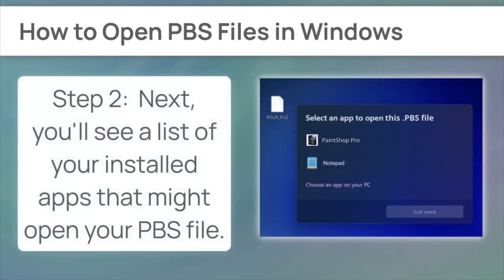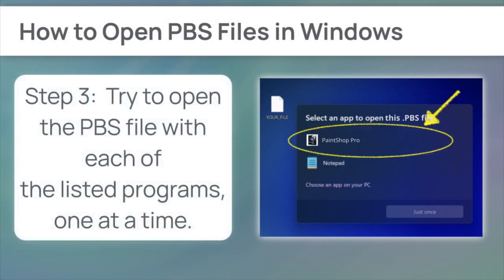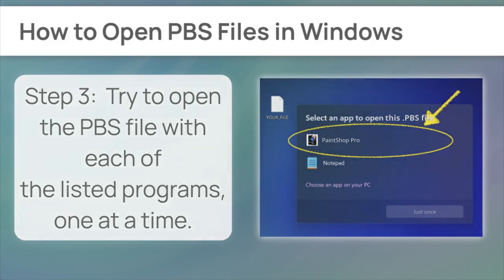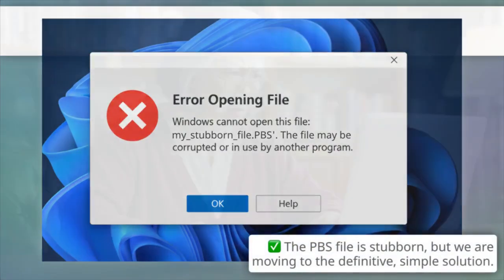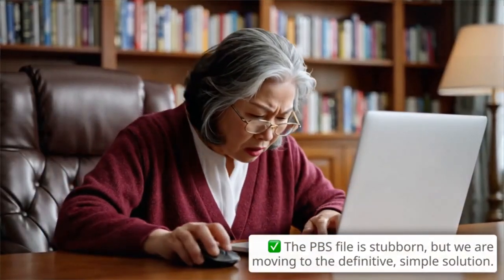Right-click your PBS file and select Open with. Test PaintShop Pro if it appears. If it fails, select the next application. Testing eliminates confusion. Only the most difficult files make it this far. We must now test these known failure areas to get a definitive answer on the problem's origin.